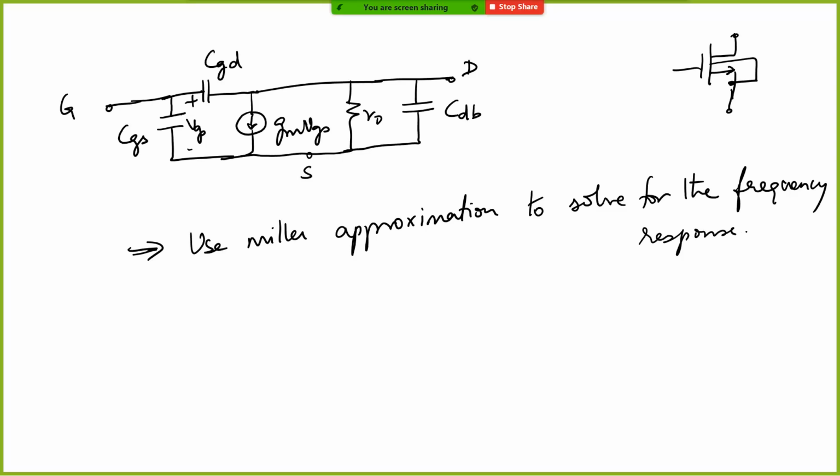Because of all these capacitors, you will basically have so many poles sitting in the circuit. Using Miller approximation, if you take a common source amplifier, you'll have two poles. One will be the dominant pole, and the other will be the non-dominant pole. So the same analysis, the same kind of discussion we had for BJTs holds good for this as well. Any doubts? Any questions?